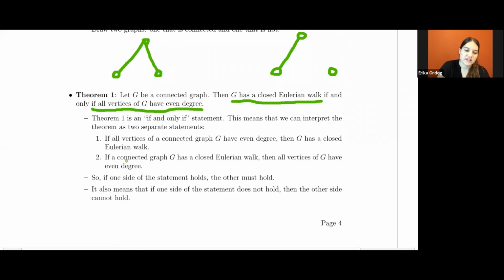And we also get the following statement. If a connected graph G has a closed Eulerian walk, so we assume this part of the statement, then all vertices of G have even degree. So if one side of this if and only if statement holds, the other must hold. In other words, if one side is true, the other side is true. But similarly, if one side is not true, the other side is also not true. So let's say not all vertices of G have even degree, meaning at least one has odd degree, then G does not have a closed Eulerian walk.